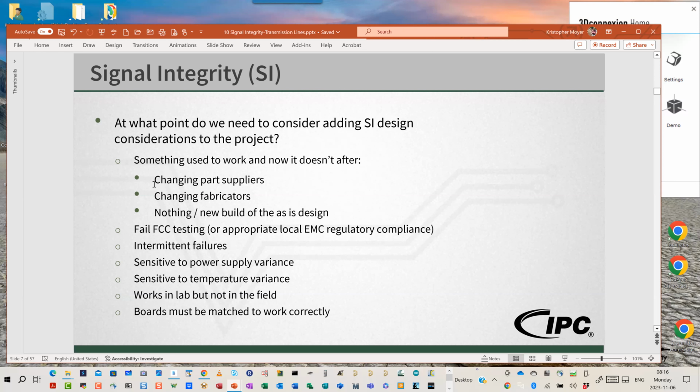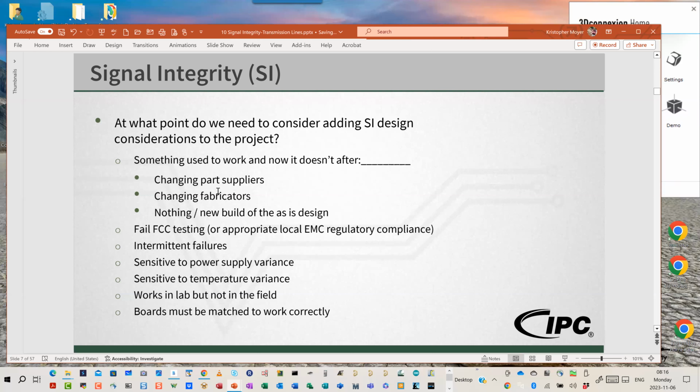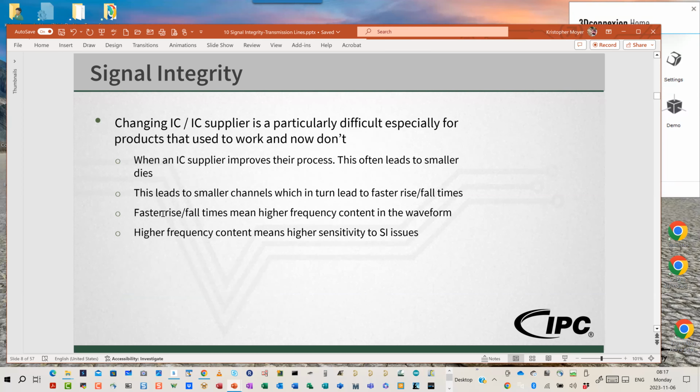The time that's working. And then the final one, the most insidious one, is bullet one here. Something used to work and now it doesn't after... and insert your after condition here, right? After condition, changing part suppliers, changing fabricators, and the dreaded nothing. You did nothing. You reordered the exact same design, and the new design comes in, and now it doesn't work.